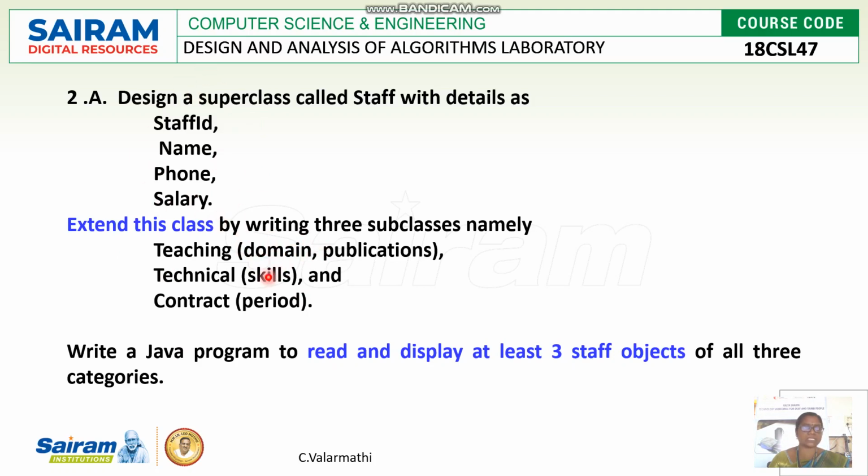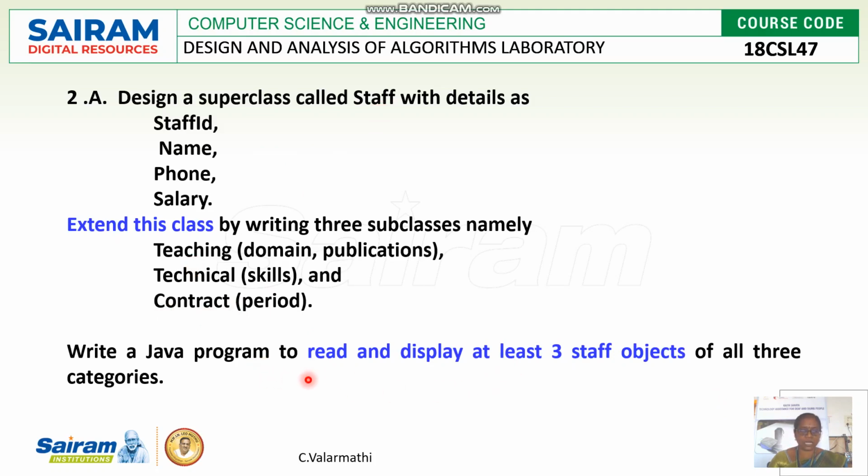Each category of staff also has its own specific parameters of its domain: publications for teaching, skills for technical, years of period for contract. Like that, the specific parameters are mentioned in the extension of this general class. So here staff is a superclass, and teaching, technical, contract are the three different subclasses. In this way, we need to make one structure having one superclass with three subclasses.